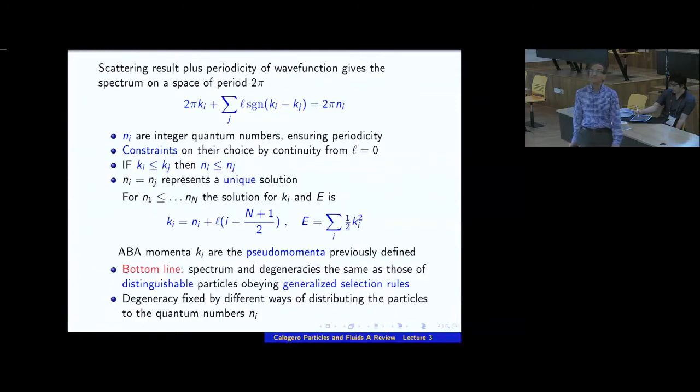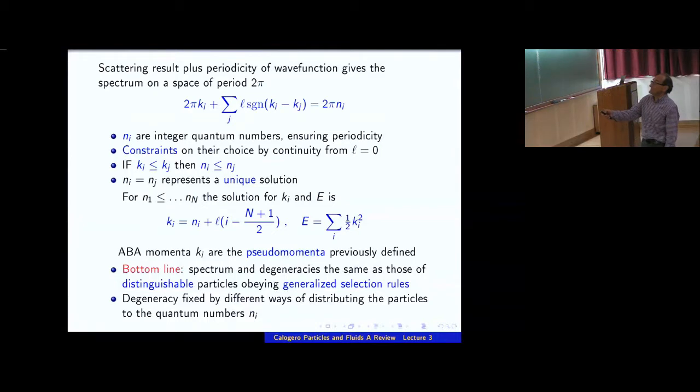condition that the total phase picked up by each coordinate going around the circle should be a multiple of 2π. So this is the kinematical phase picked up if the momentum is k; the radius of the circle is 1, so I'm going around a circle of circumference 2π. That's the dynamical phase picked up by the wave function, the exponential e^{ikx}. This is the scattering phase picked up by all the remaining particles, and these are some integers that should be 0 or an integer, and these are some integers that in principle can be different for different particles.